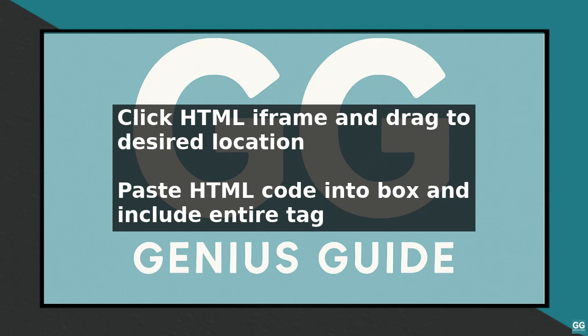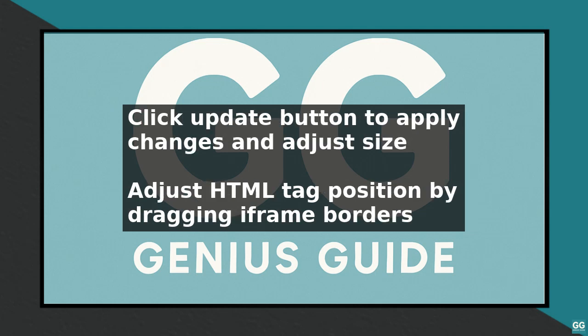You can then adjust the size and position of the HTML tag by dragging the borders of the HTML iframe box. It is also a good idea to test your website after adding the HTML tag to make sure it is working as expected. You can do this by clicking on the Preview button at the top of the Wix editor. Adding an HTML tag to your Wix website can be a great way to add custom functionality and enhance the user experience. Just remember to follow the steps outlined above and test your website after making any changes.